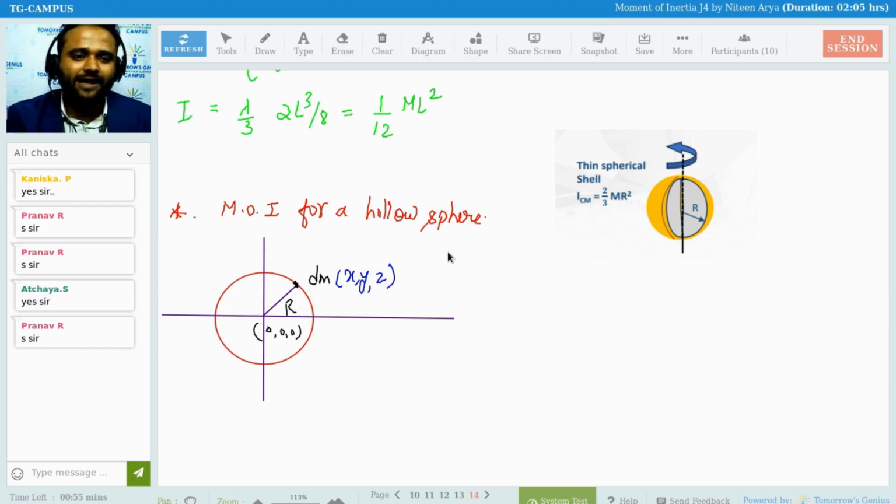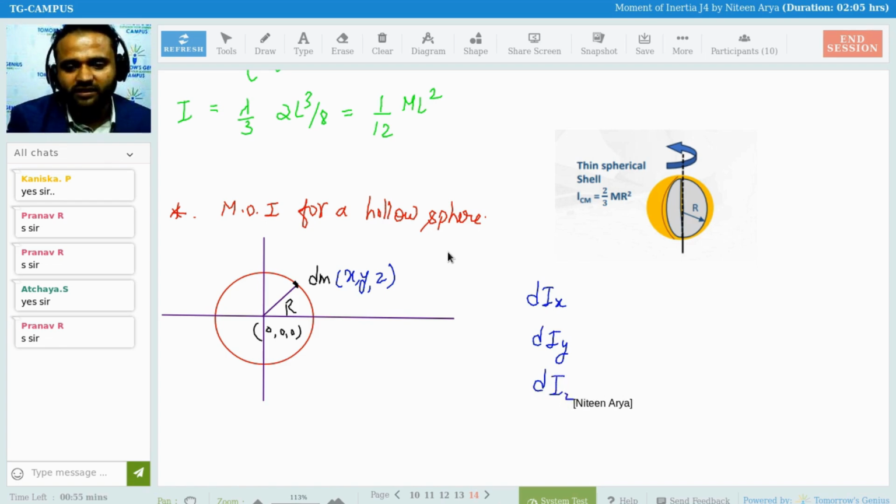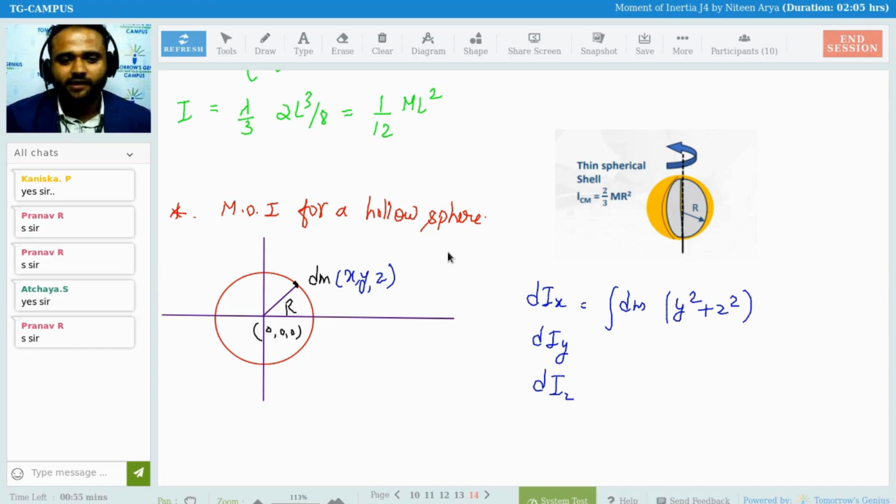So instead of finding this directly, I can do dIx, and I can do dIy, and I can do dIz. And that is going to be the integration of dm times (y square plus z square). Now what is this thing? Just focus a little bit. Suppose I pick the x-axis.